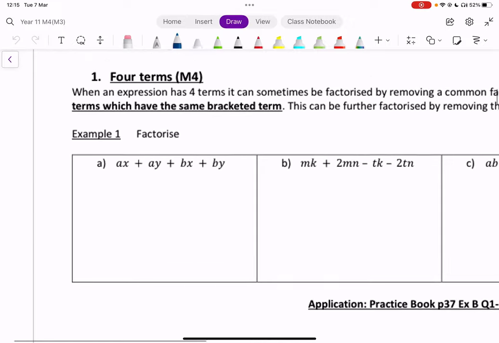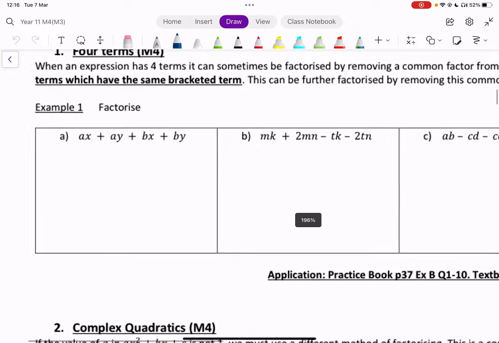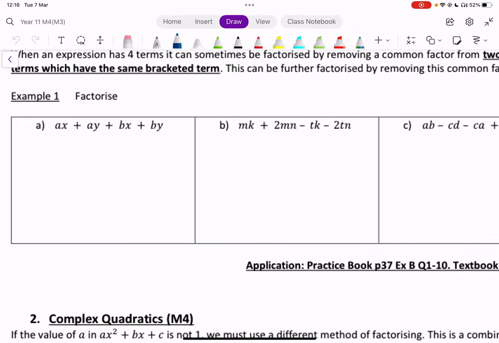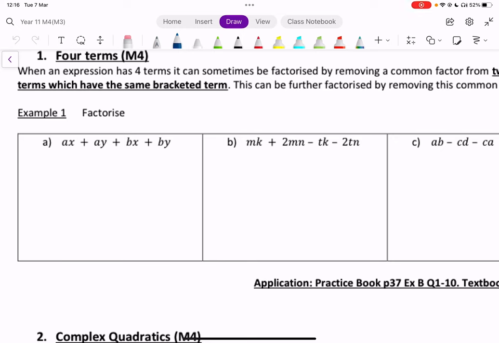Now there's some special types of factorizing where you've got four terms, and we're going to see how we can factorize this. And this will lead us on to then our factorizing harder quadratics. But in this video, we're just going to look at the first bit, which is factorizing four terms. So you do this by looking at the first two terms and factorizing them completely.